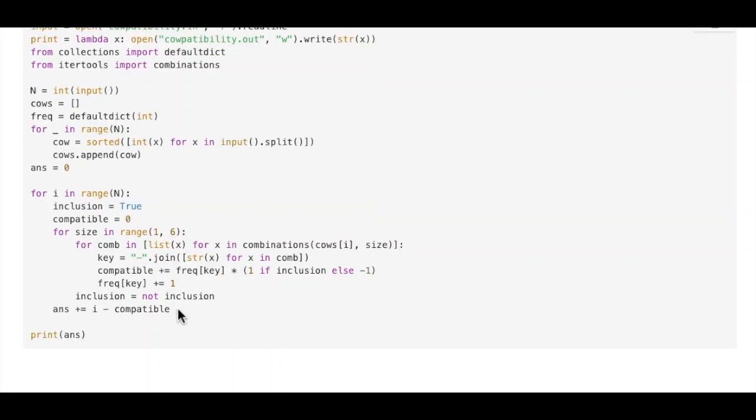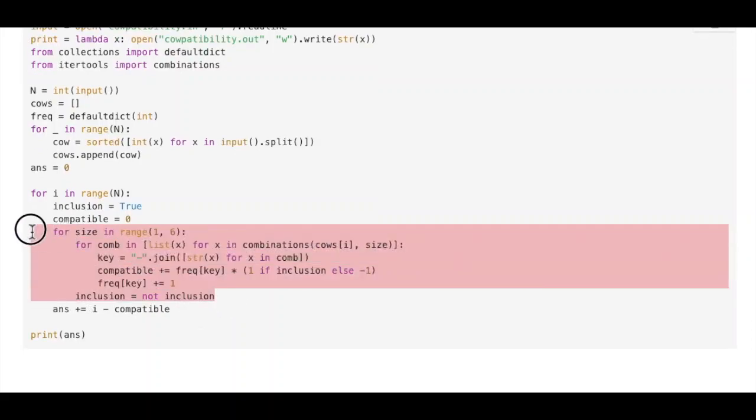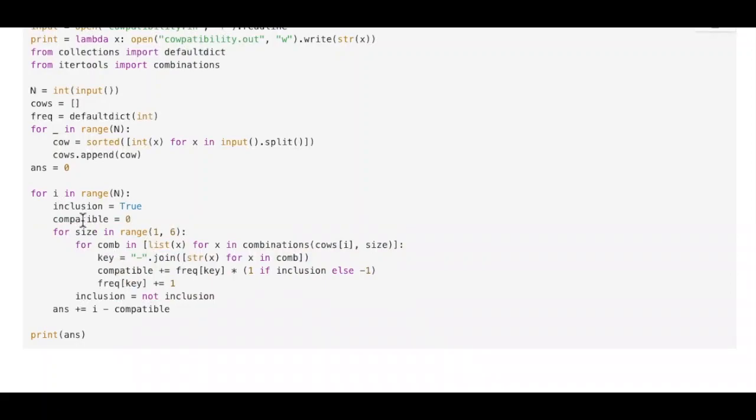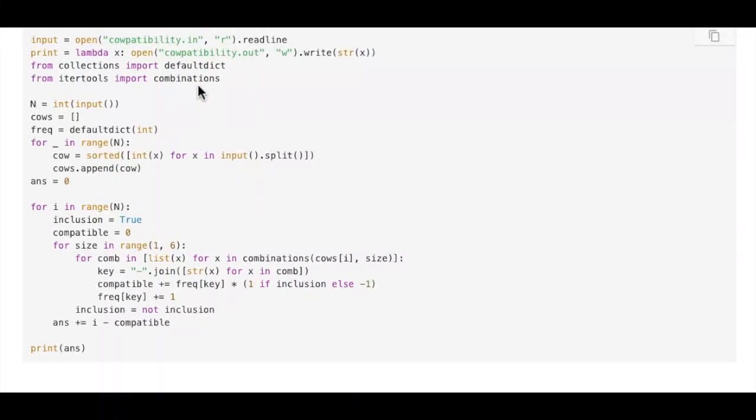So after calculating everything in this loop, the compatible count will be the number of cows that are compatible with this cow i, but we don't want compatible, we want incompatible. That's why we have to do i minus compatible, calculate the incompatible count, and then add that to our answer, and eventually just print out the answer. As you can see, the code is not too bad because it can make use of this combinations library, which makes the code really easy to understand, in my opinion. So that's pretty much all.